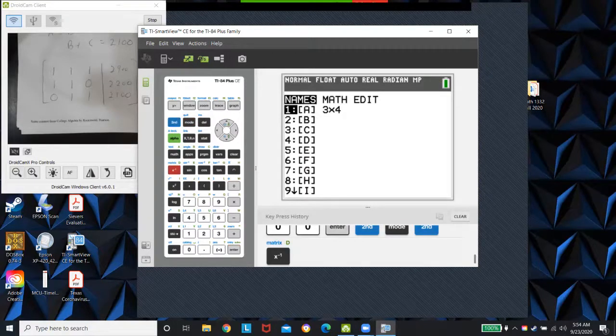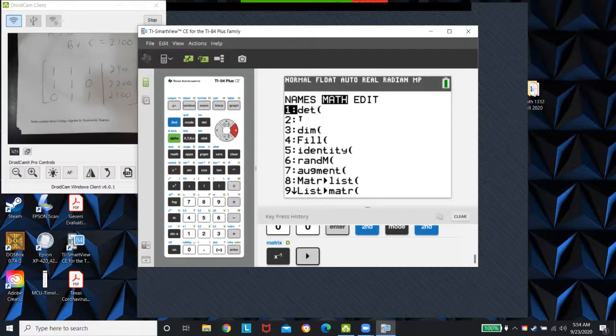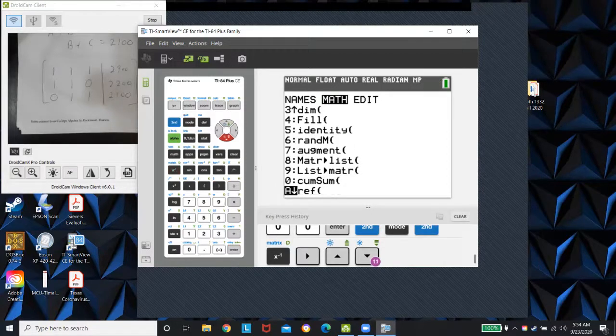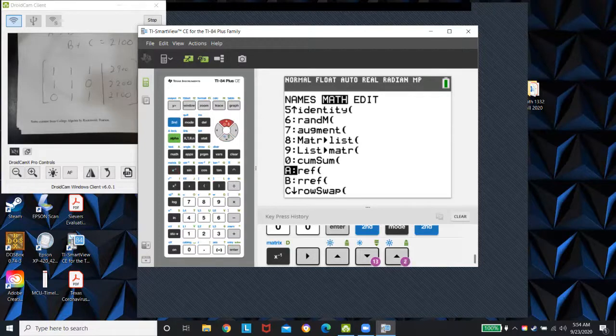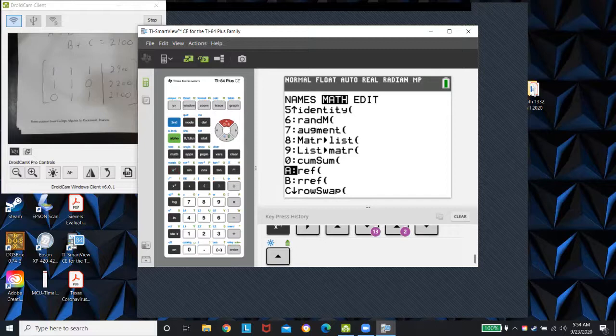Second matrix, and I want to do some operations with this matrix. I want to get this thing down to echelon form. I want to do some Gauss-Jordan elimination. So if we're looking through here, there's a few things: cumulative sum, REF. I see RREF. So this is reduced echelon form. This is row reduced echelon form.